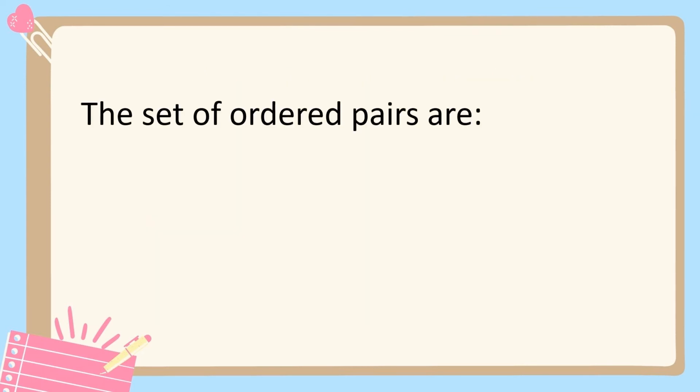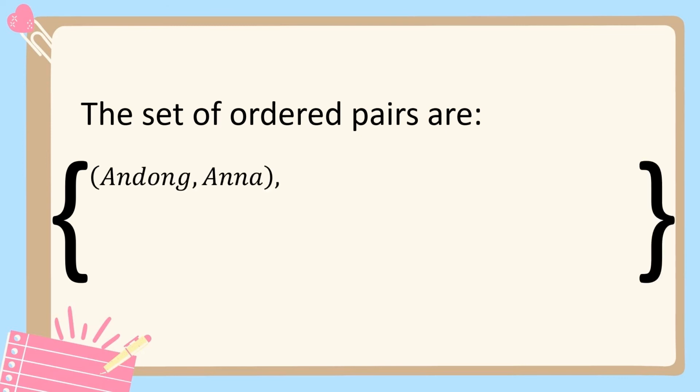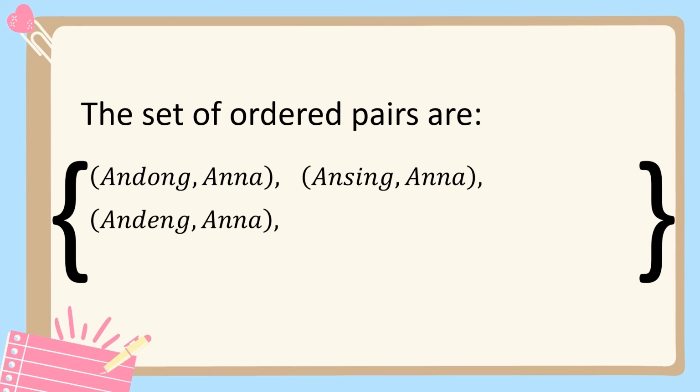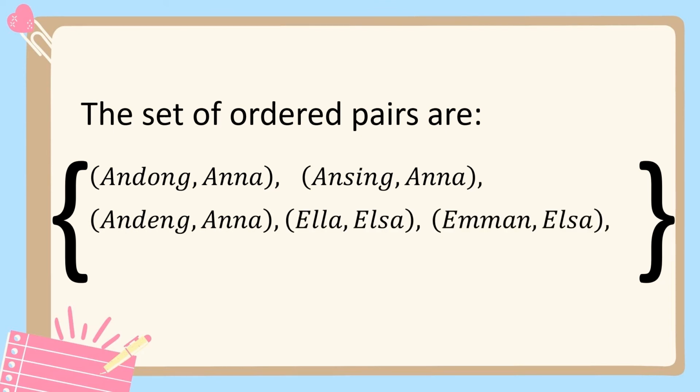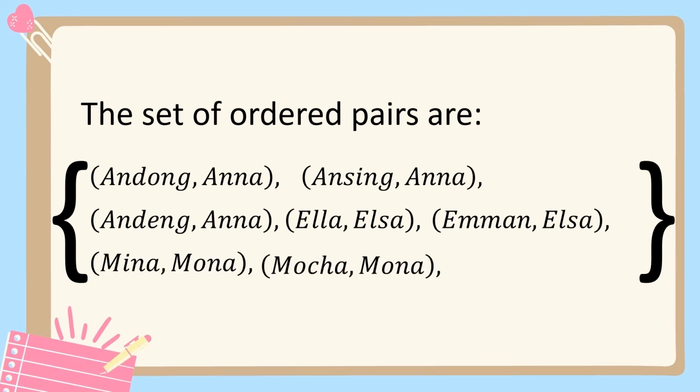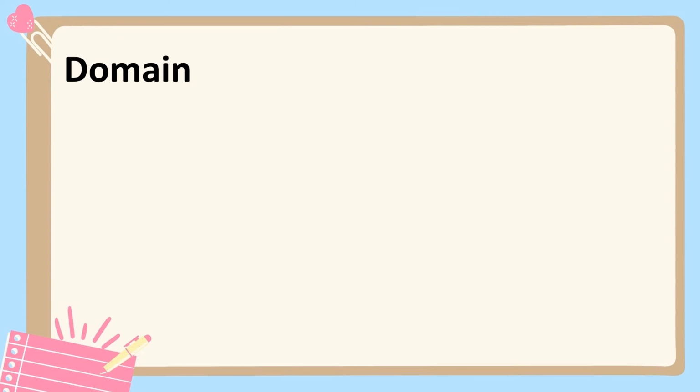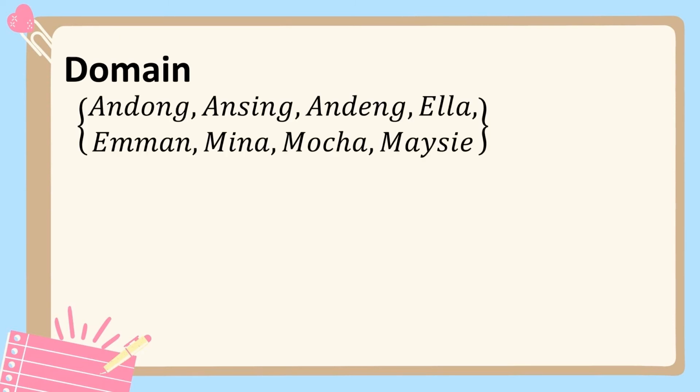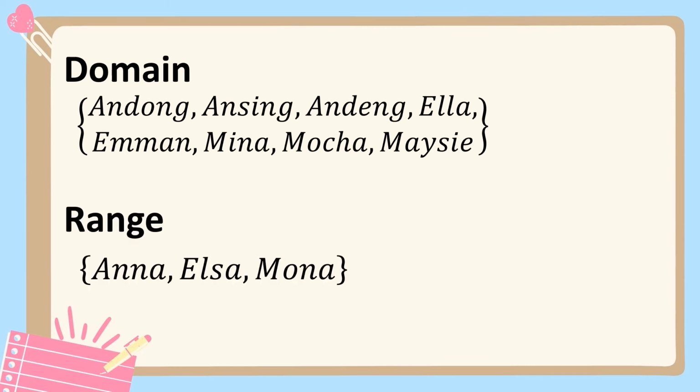The set of ordered pairs are Andong and Ana, Ansing and Ana, Andeng and Ana, Ella and Elsa, Eman and Elsa, Mina and Mona, Mocha and Mona, and Macy and Mona. The domain is the set of Andong, Ansing, Andeng, Ella, Eman, Mina, Mocha, and Macy. While the range is the set of Ana, Elsa, and Mona.